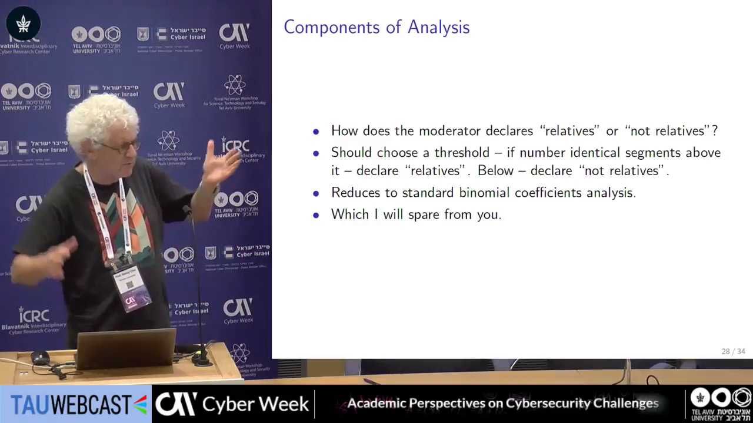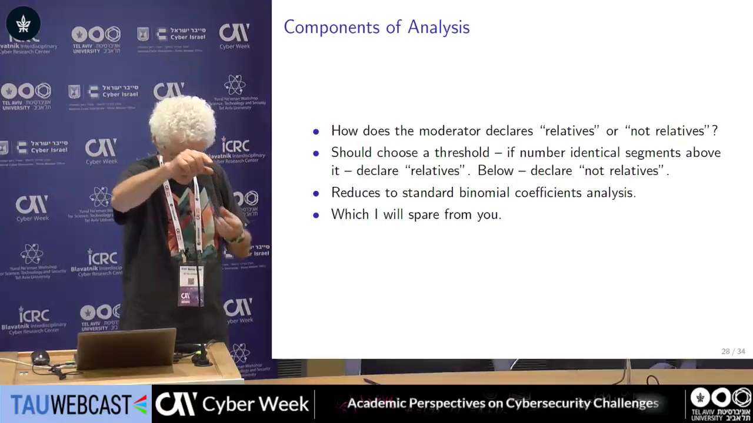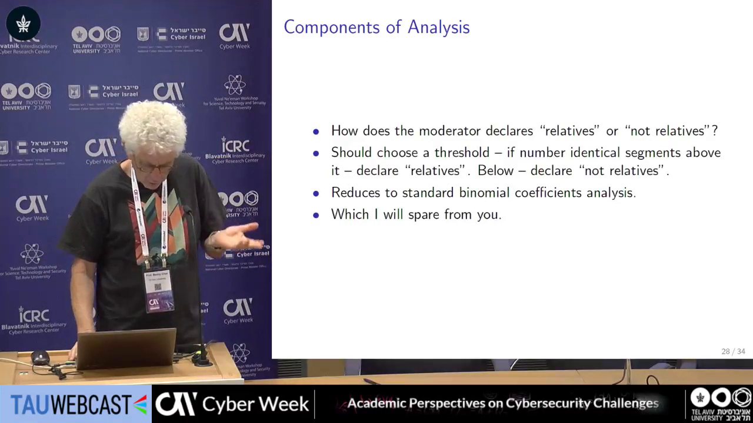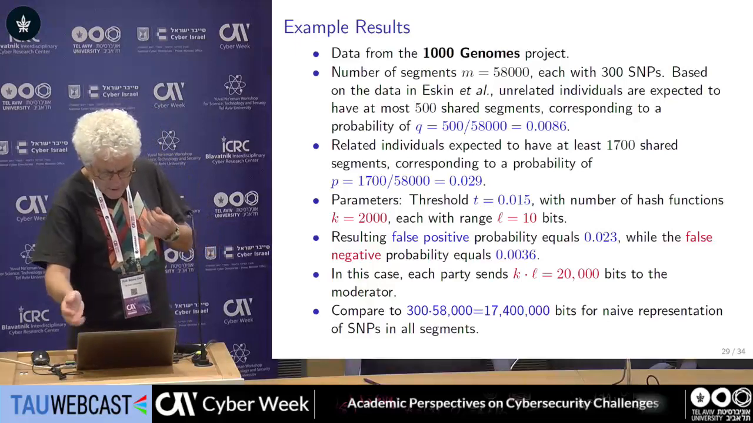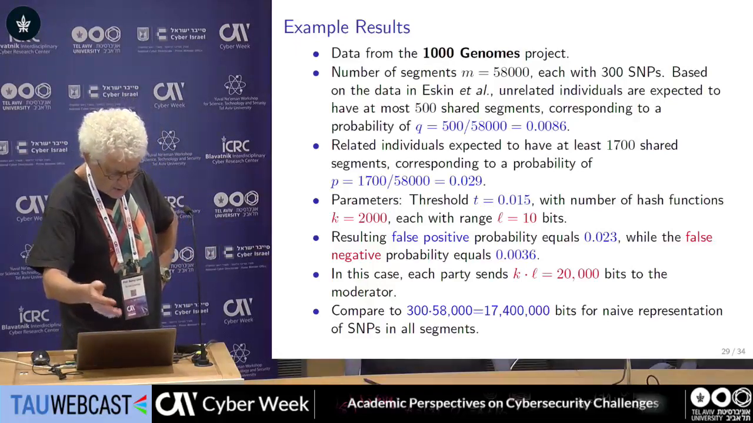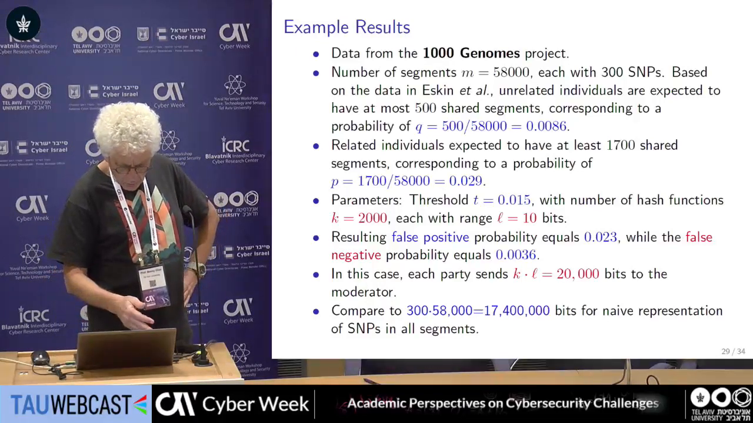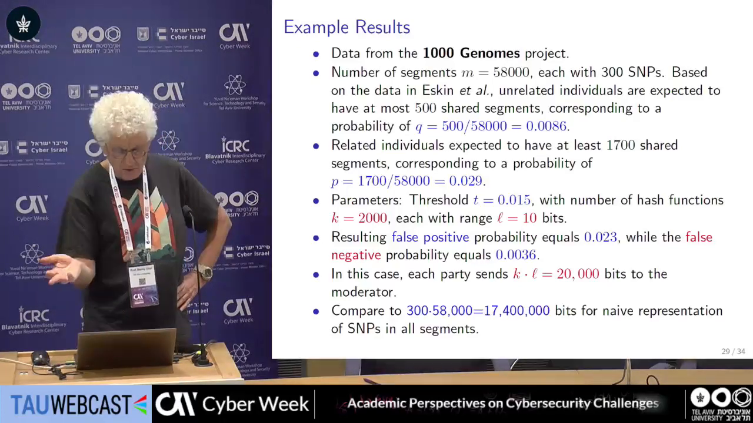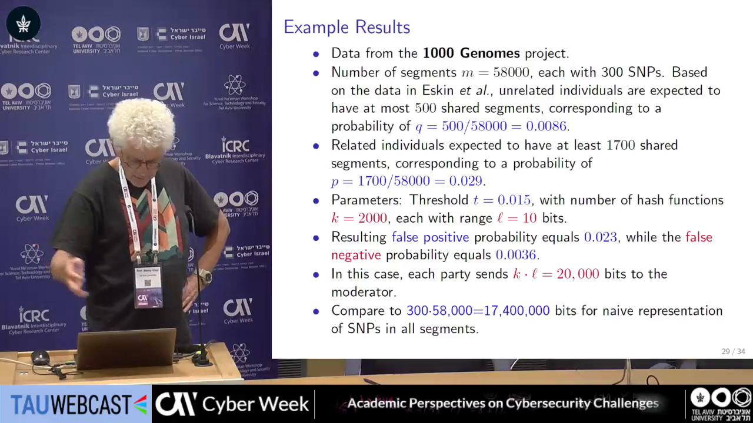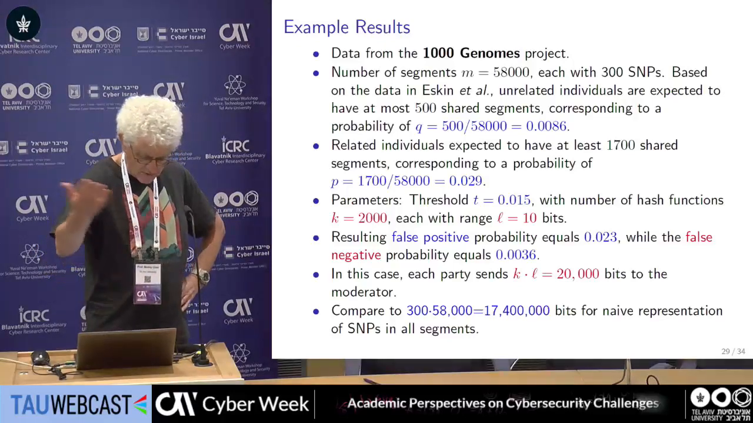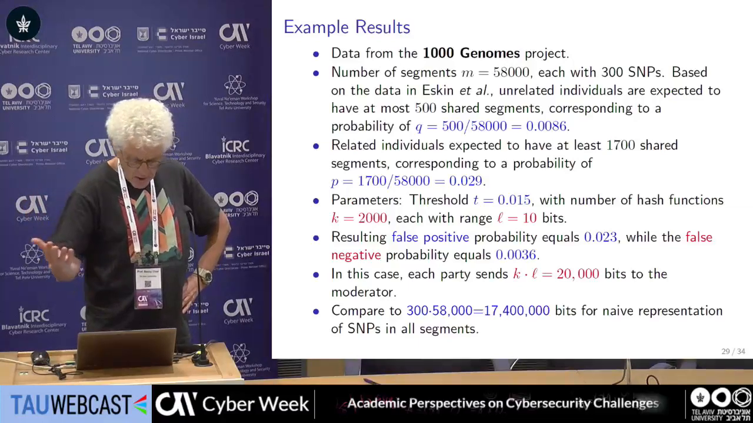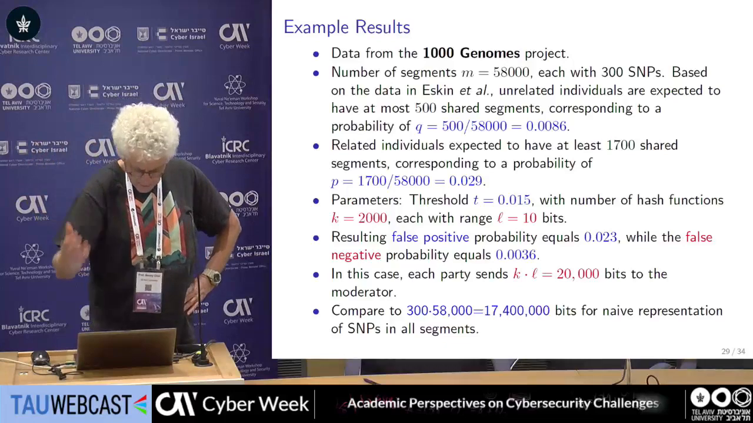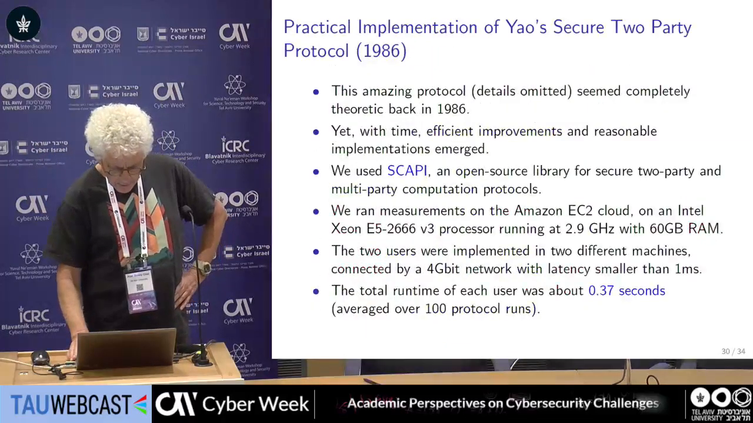So basically, instead of sending the whole intervals, we send just this min hash, and that's more economical. We did some estimates based on some real biological data, with certain parameters which give us low false positive and false negative values. We send about 20,000 bits instead of 17 million bits if we send the whole thing. So it's not negligible, but it's much less than the whole thing.